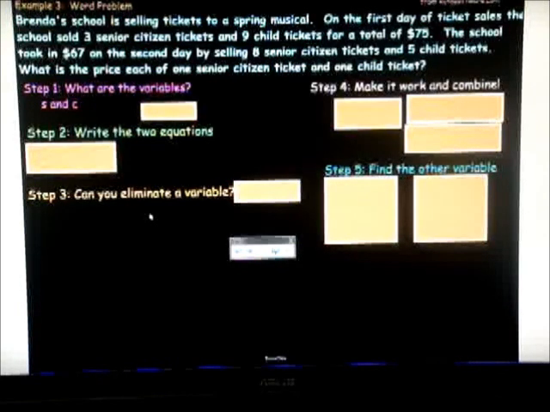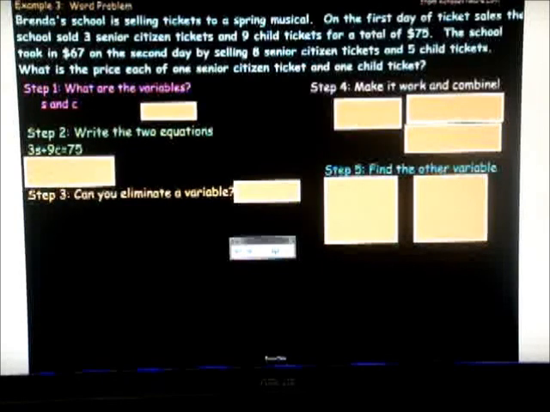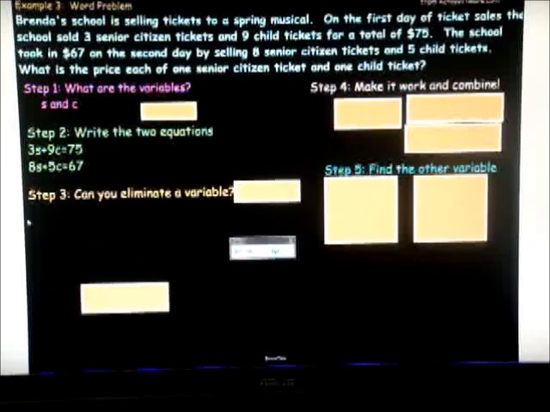Now it should be really clear the equations you write because there's an equation for the first day and there's an equation for the second day. So for the first day I would write this equation, 3s plus 9c equals 75. On the second day, I would write that equation.